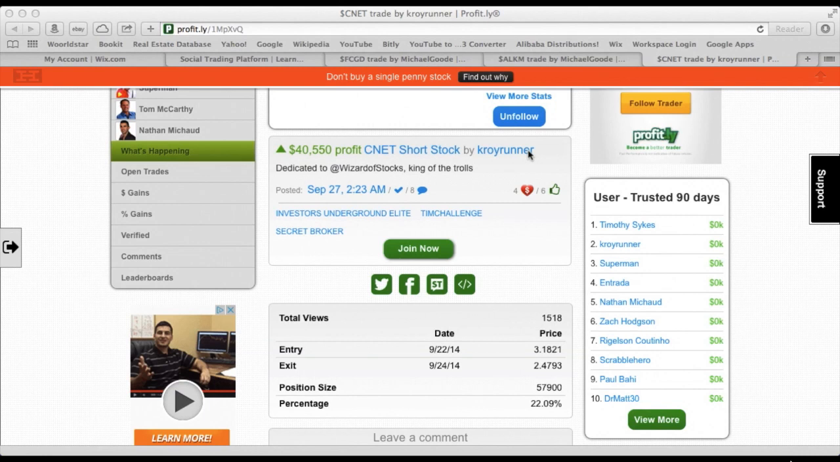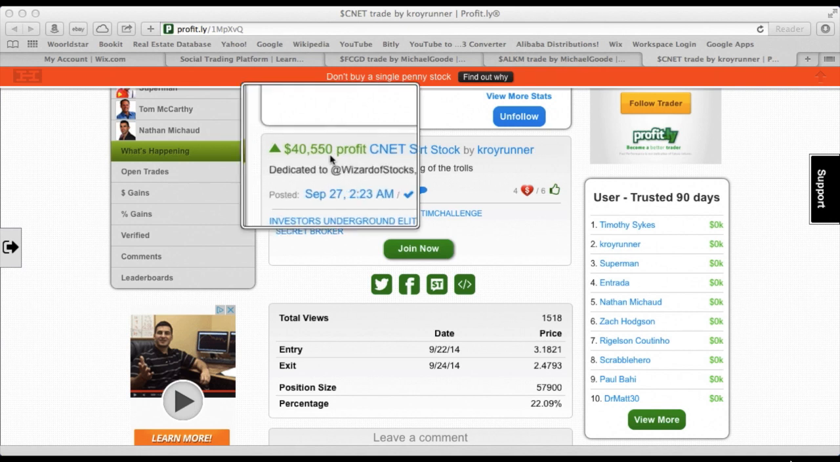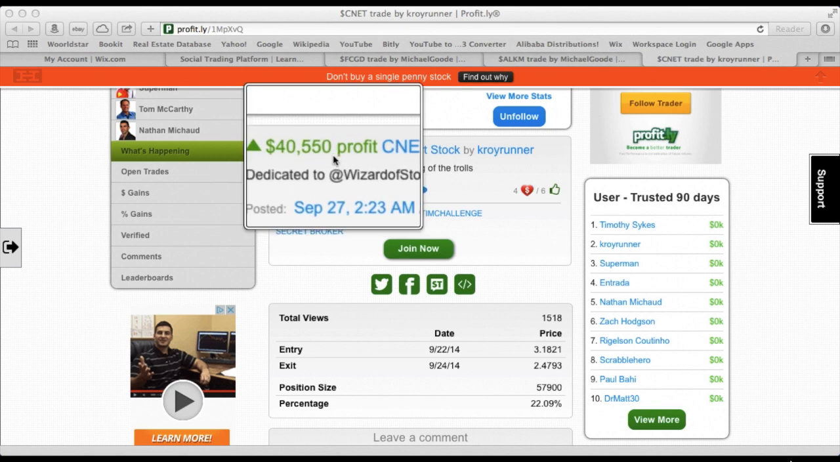So I gave y'all a couple examples that was very simple and basic just so y'all can understand what short selling is. But now I'm going to give y'all a couple real life examples of people that actually really did short and made a profit. So right here you'll see this person made $40,000 off of one trade. And let's look at how he did that.